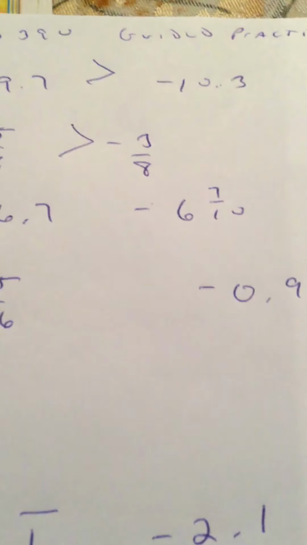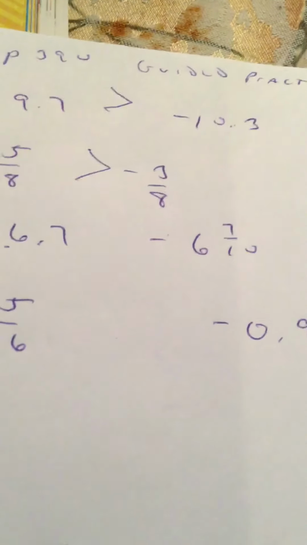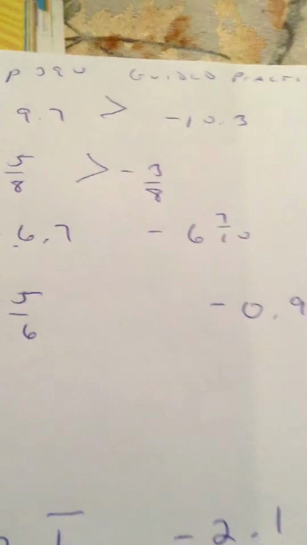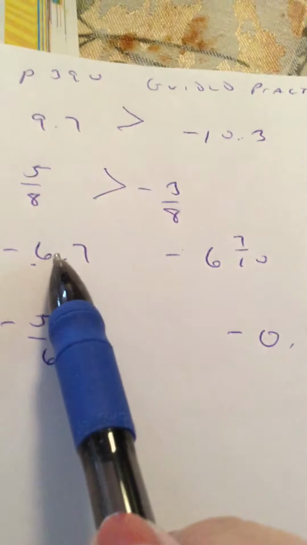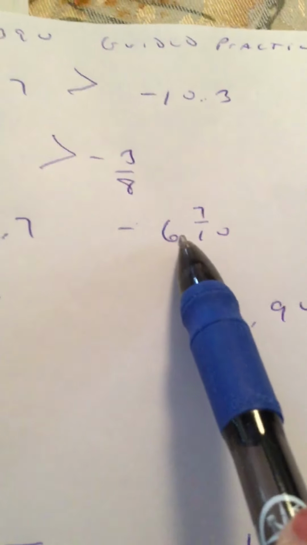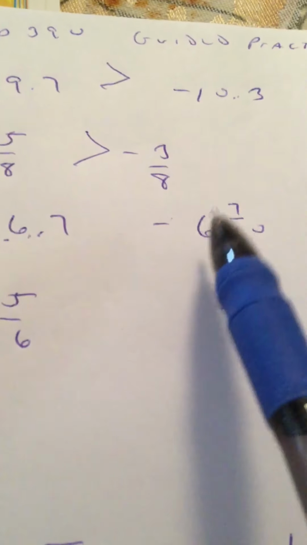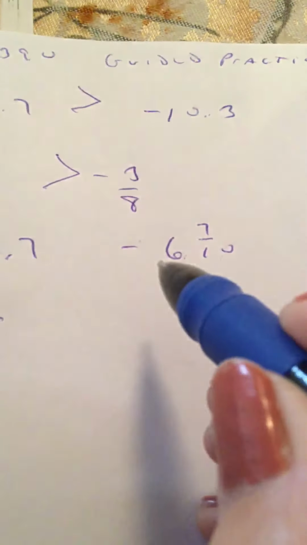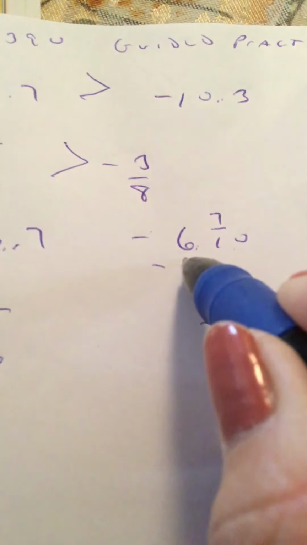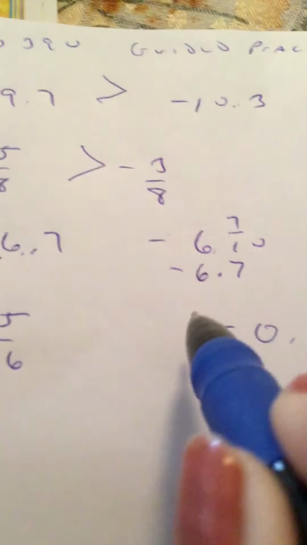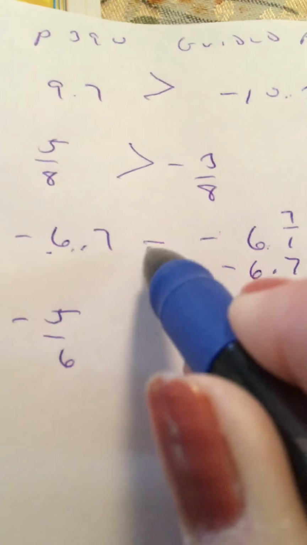Number 3, they tried to trick you. You have negative 6 7/10 as a decimal, and then you have the mixed fraction negative 6 7/10. Notice I pretty much said it again, but if I needed to write this as a decimal value, there it is, and there it is. So these two were equal.